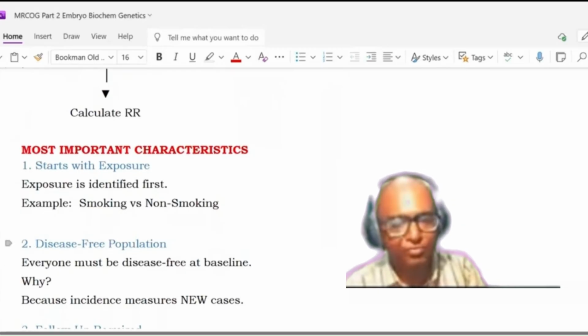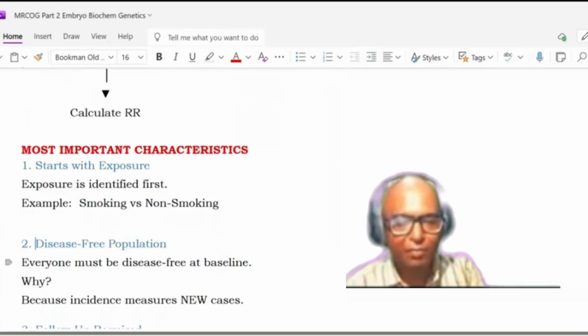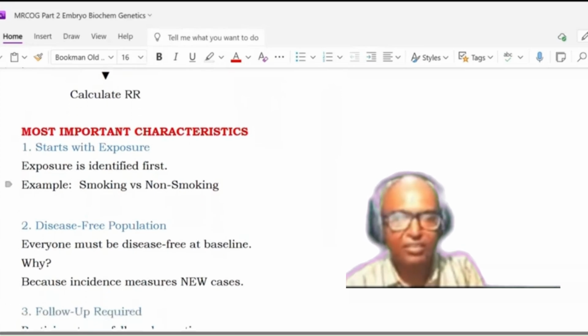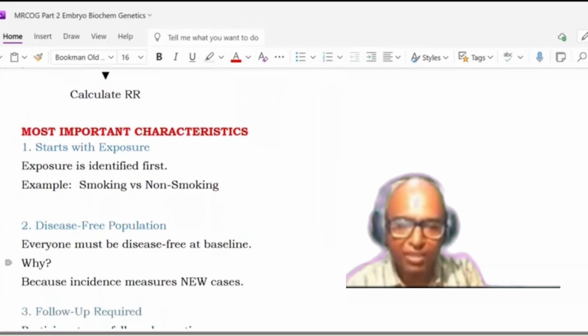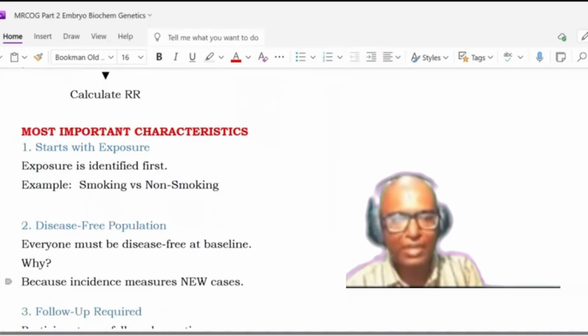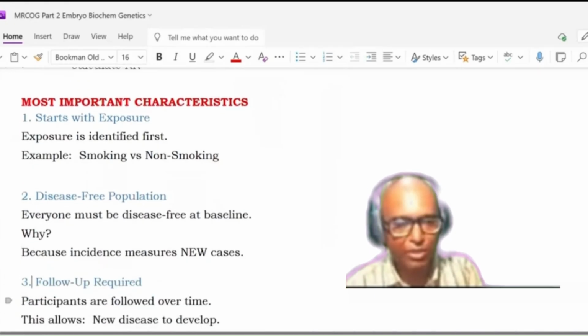Okay, so we begin with the disease-free population. So everyone must be disease-free at the baseline. Why do we need a disease-free population? Because the incidence measures the new cases. Here, the cohort study will give you the incidence. So for calculating the incidence, you require new cases.